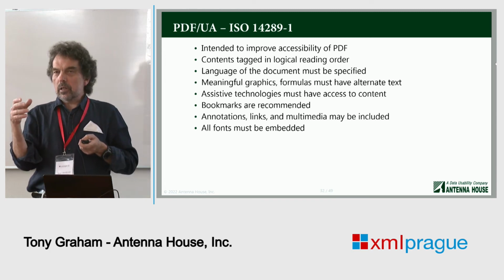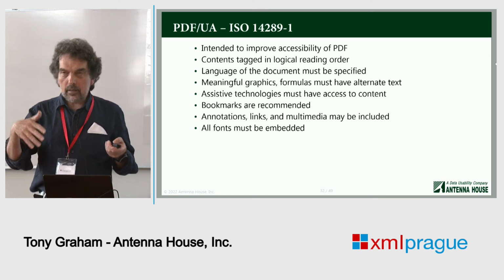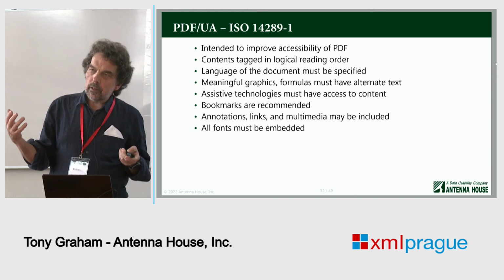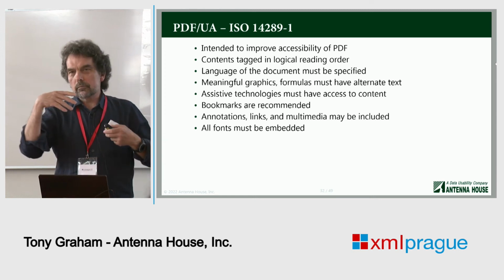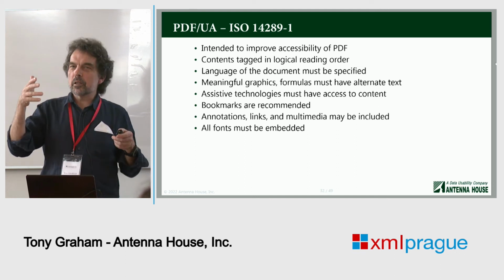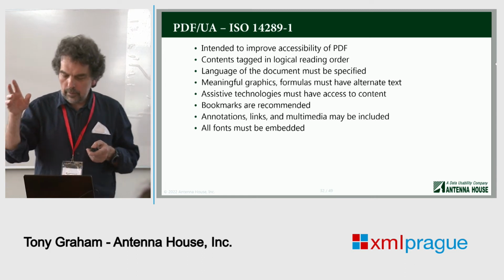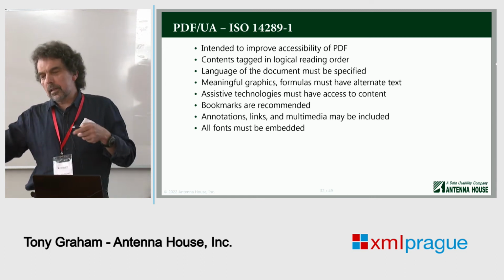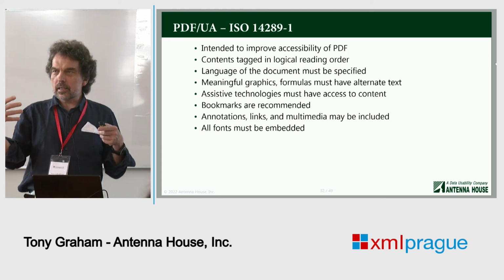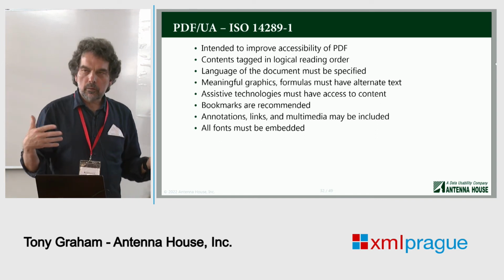You need to specify the language, which could, for example, affect which text-to-speech reader is selected. You need to have alternate text for graphics and formulas. I mean, you think of these as no-brainers, but it's also the sorts of things that you skip if you're in a hurry or whatever. In PDF, there's an option in the PDF metadata where you can deny access to assistive technologies as part of the security settings. If you've done that, then it's not PDF UA.